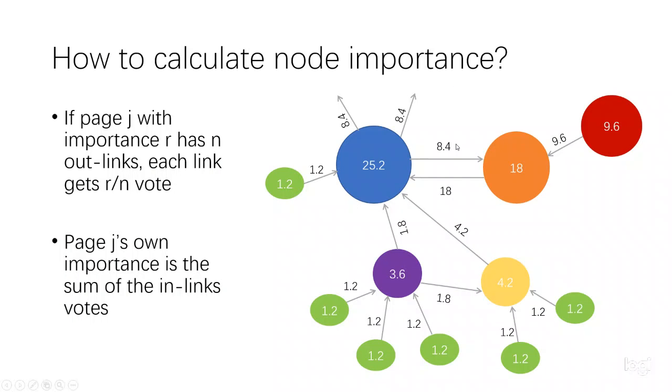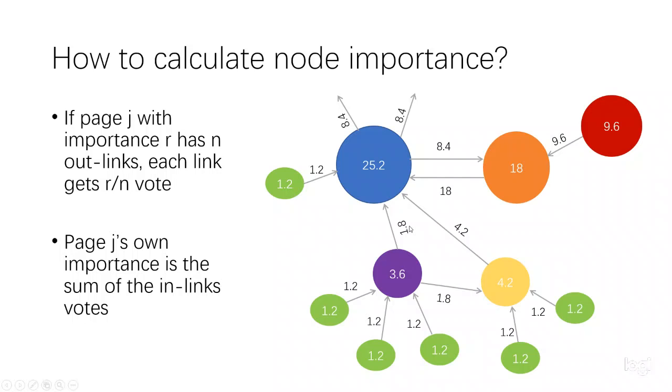So how do we calculate? If a page j has importance R and has n out-links, each out-link has an equal share of the importance score. Therefore, each out-link has R divided by n votes. We can see the blue node has an importance score of 25.2. It has 3 out-links, so each out-link carries an equal share of the total importance score. Therefore, 25.2 divided by 3 is 8.4.